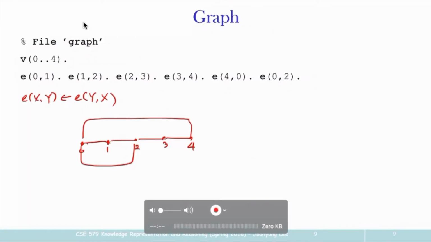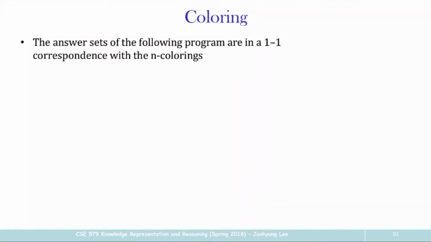All right, so that's the graph. Now, the graph is the instance. Now you have to write the rules to find the coloring assignment. How can we do that?